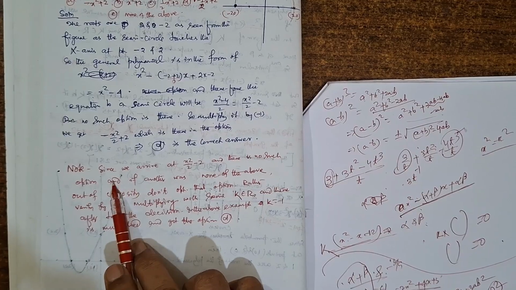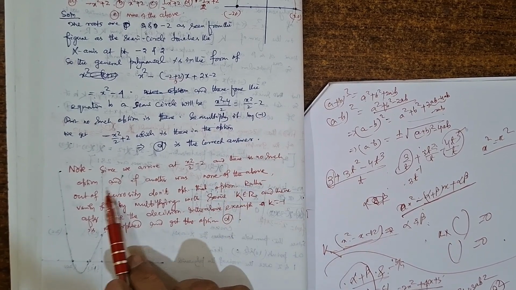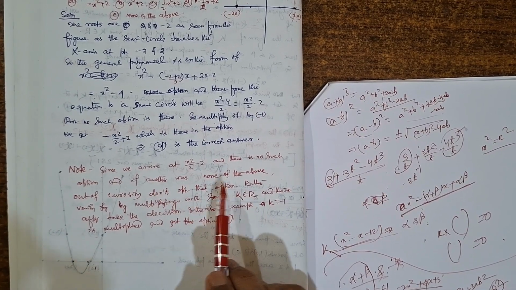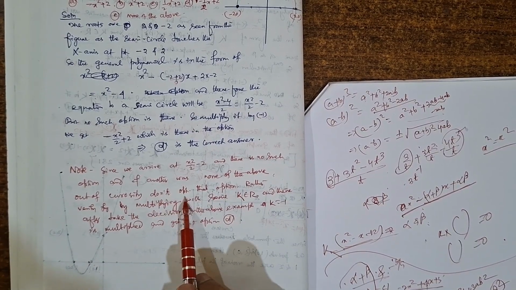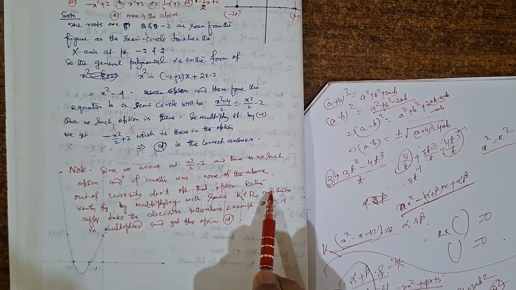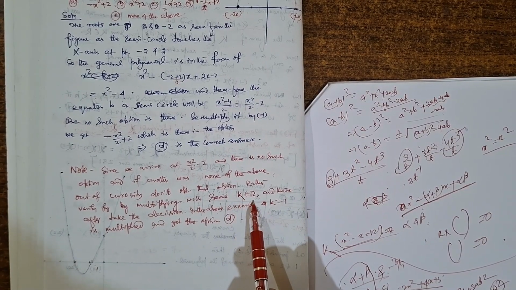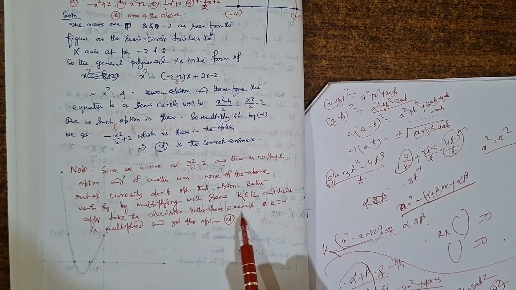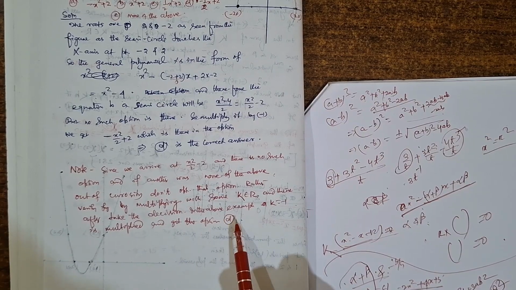Since we arrive at x square by 2 minus 2 and there is no such option, and if another option was none of the above, out of curiosity do not opt for that option. Rather, verify by multiplying with some k belonging to R and thereafter take the decision. In the above example, k is minus 1 is multiplied and we got option D.